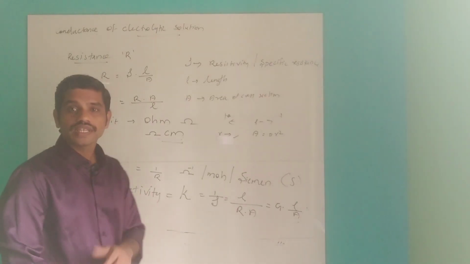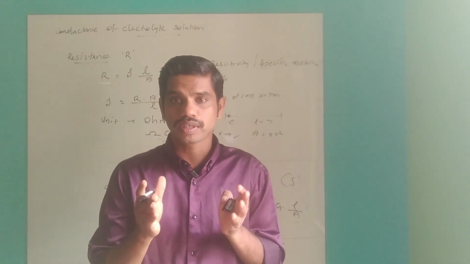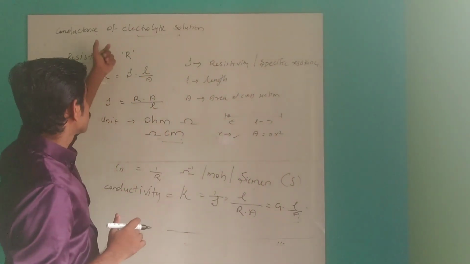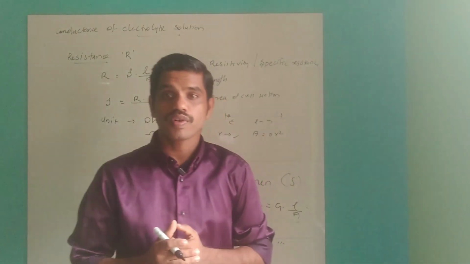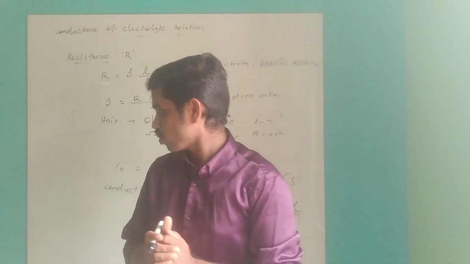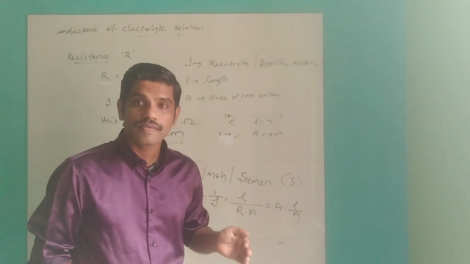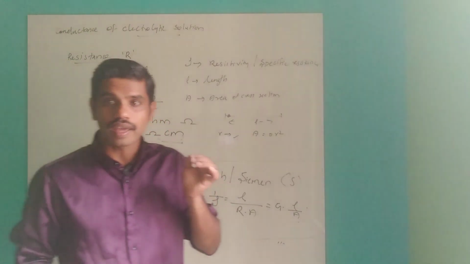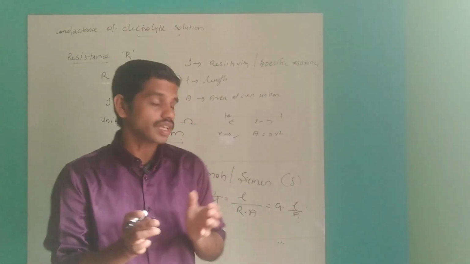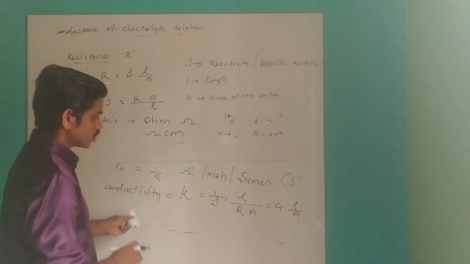Now, this is in the case of metals, in the case of solids. Now, what is the equation for the electrolyte? How will you find the conductance of an electrolyte? That's the next one. In the case of an electrolyte, we can't directly measure the length and area of cross section of the electrolyte. There we will use the same formulas but in a different manner. So we will see that one.